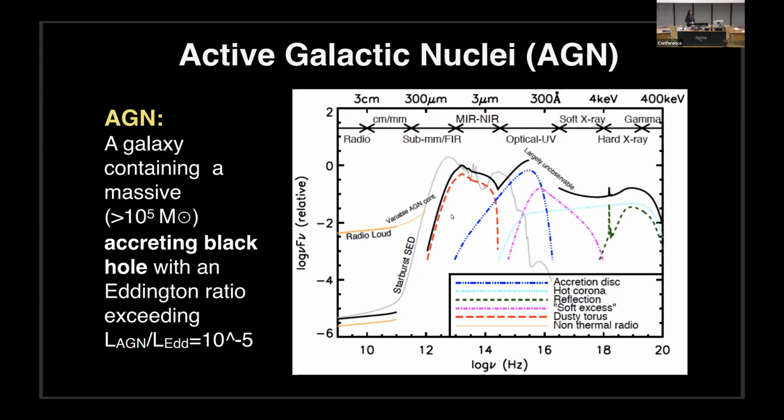They are very energetic sources. They are emitting all over the electromagnetic spectrum, as you can see here. We have radio loud and radio quiet AGNs, and in the infrared you can see the torus, the accretion disk in the UV and optical, and we also have emission in the X-rays.